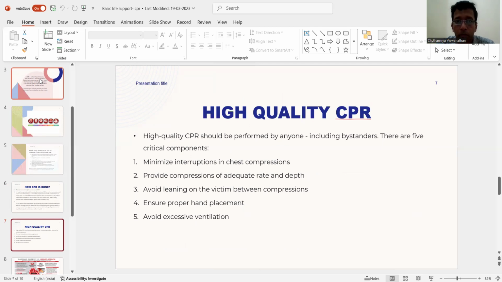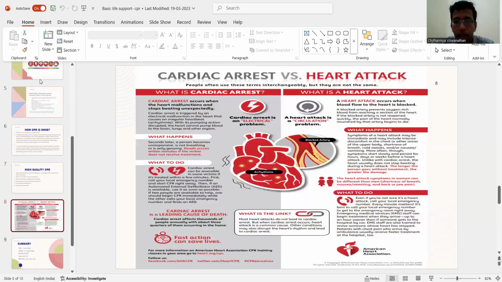There are five critical components: minimal interruptions in chest compressions, provide compressions of adequate rate and depth, avoid leaning on the victim between compressions, ensure proper hand placement, and avoid excessive ventilation.